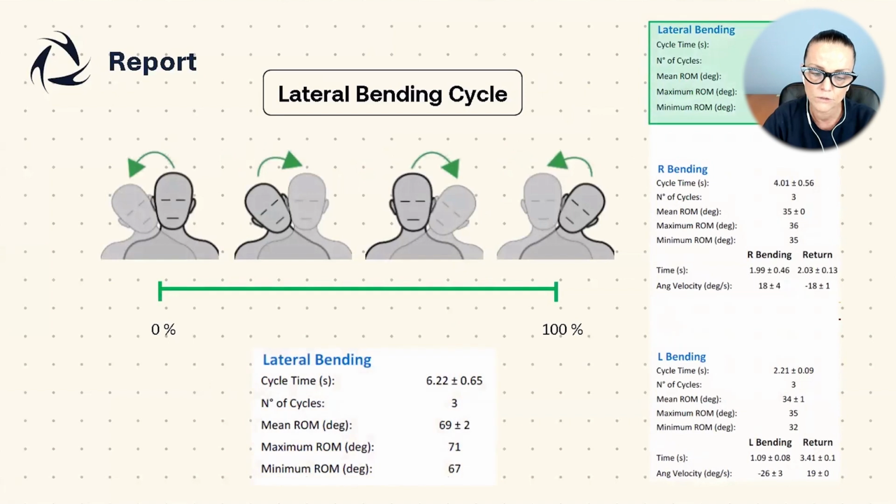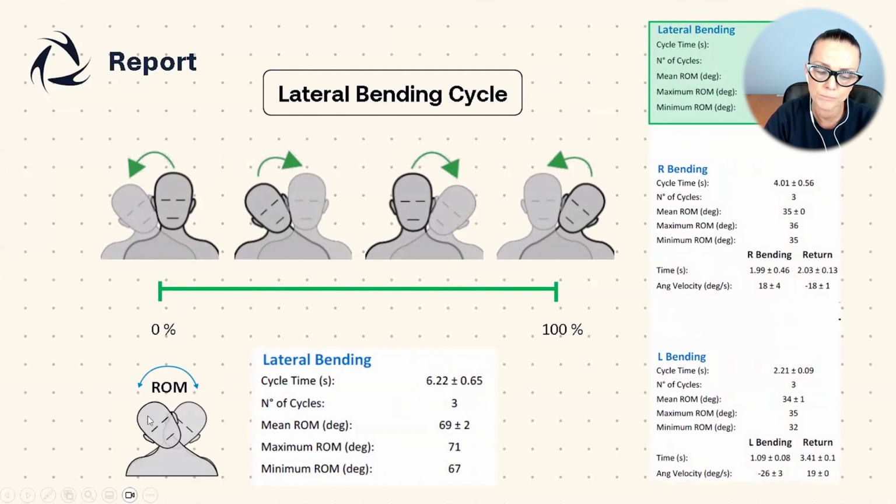In this area on the top, we find the temporal information related to the entire cycle, the total time, how many cycles have been performed, and the range of motion. That is the total angular excursion from the extreme position of the head on one side to the opposite extreme position on the other side. Because many cycles have been performed, we report the maximum range of motion, the minimum values, and the average value.